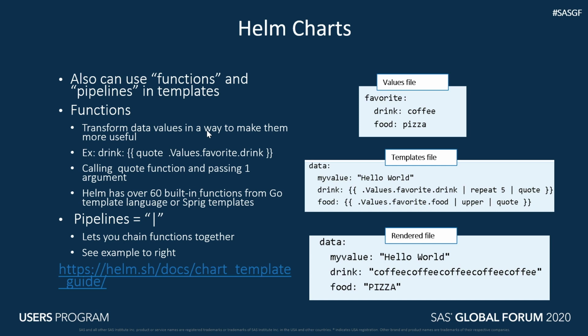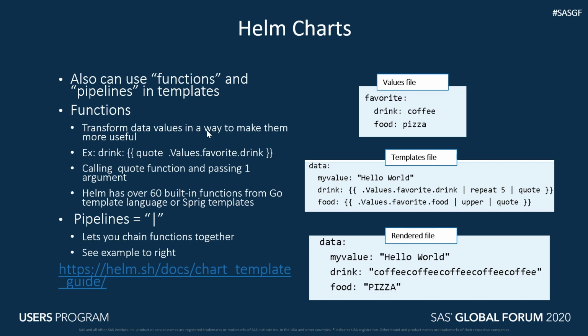For example, with a quote function, we could quote the thing that we'll be substituting in. We call the quote function and pass it an argument. Helm has over 60 built-in functions from the Go template language or the Sprig templates. And pipelines, in this case, we're not talking about delivery pipelines or deployment pipelines and those kinds of things. We're talking about chaining functions together.